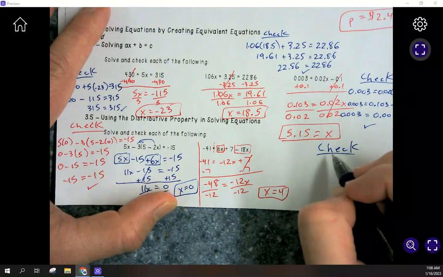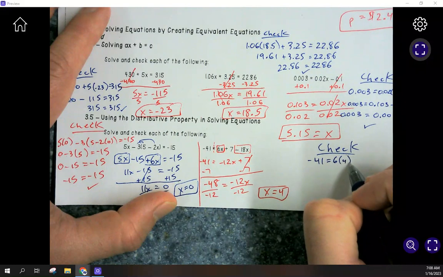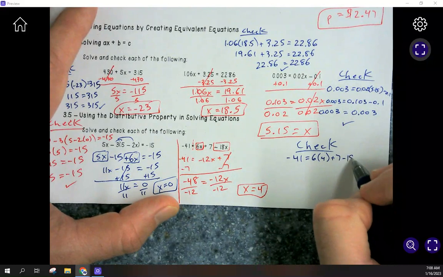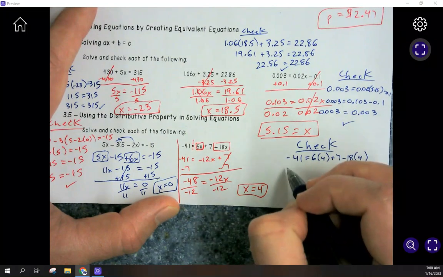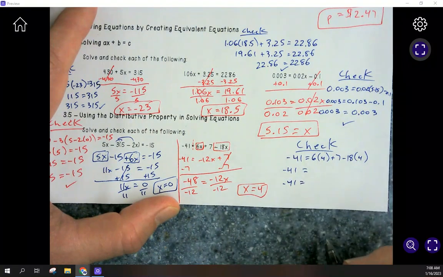Quick check. Two places to put it in, so 6 times 4 plus 7 minus 18 times 4. We're not doing anything with the left side. It's going to continue to be negative 41. We're going to see if the right side comes out to that.